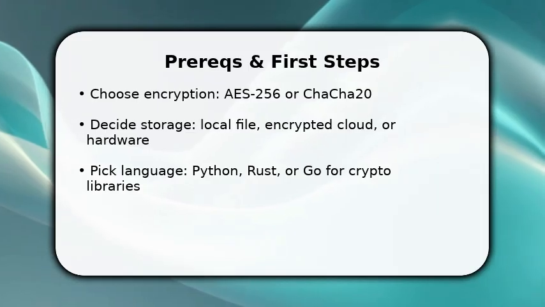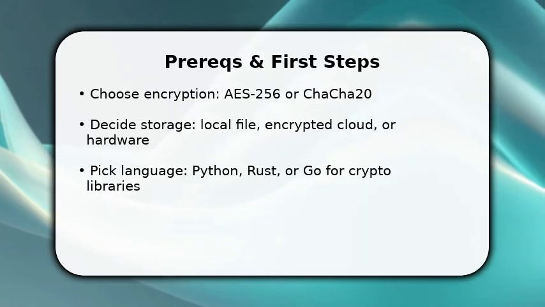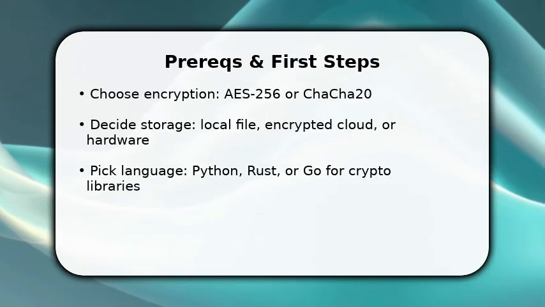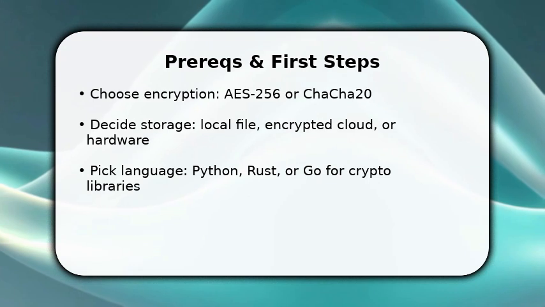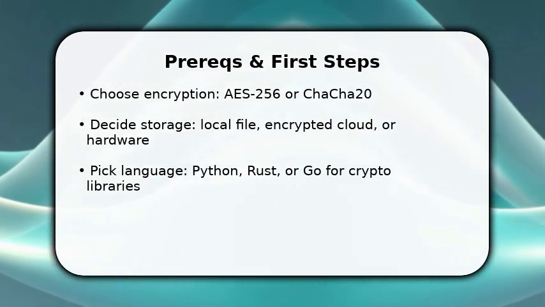Once chosen, initialize a new repo, add a minimal dependency list, and create a secure random master key generator. You must test key derivation immediately. Make sure to use a PBKDF2 script or Argon2 with high iterations and salt. This begins your working prototype.